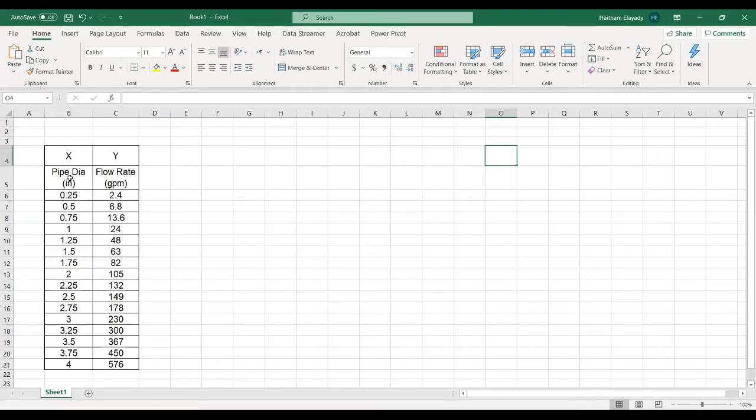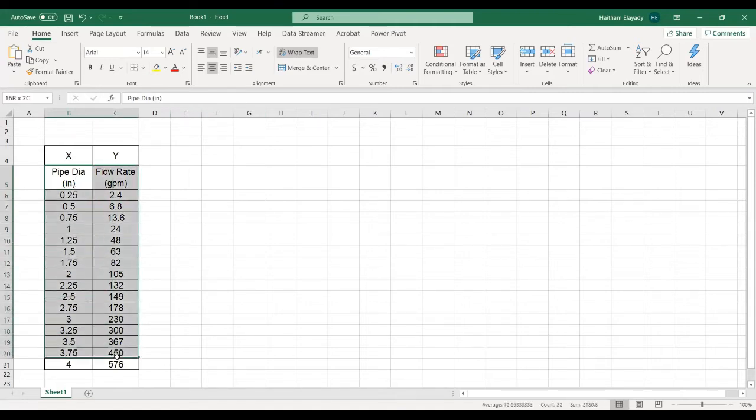Okay, so here we have our table for the independent and dependent variables, the pipe diameters and the flow rate. As I mentioned, the main point is that we want to extract a regression equation to predict the value of the flow rate by inserting any value of the pipe diameter. So let's first see how we can extract the regression equation.